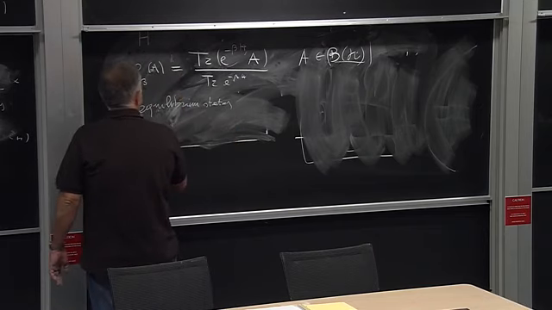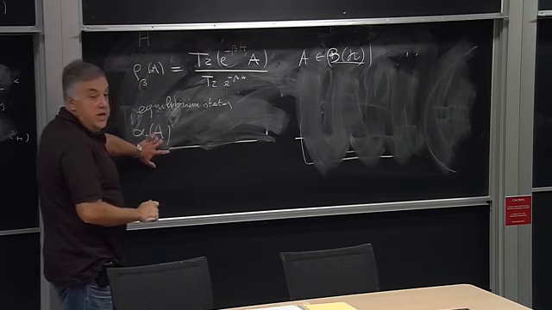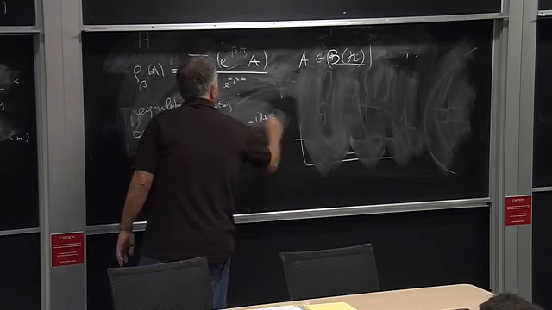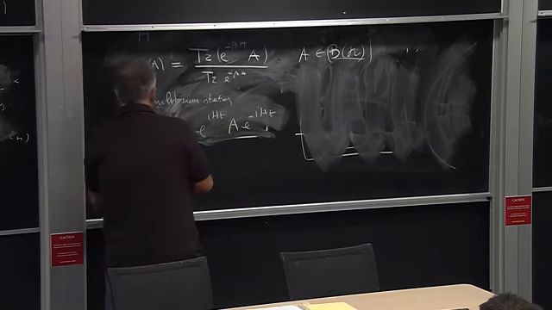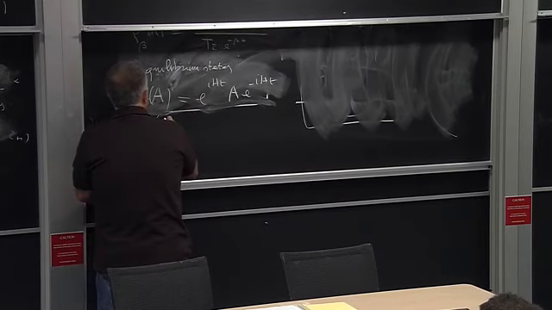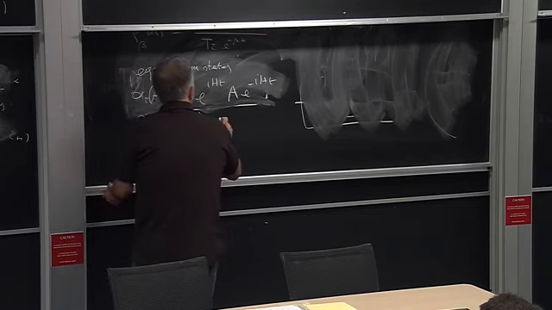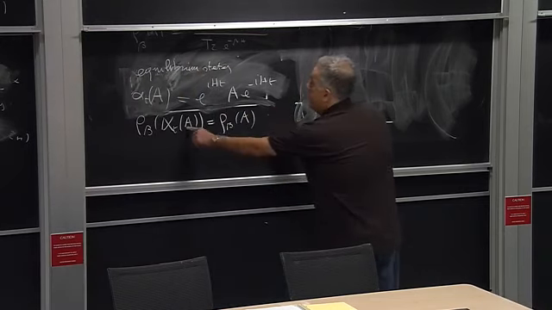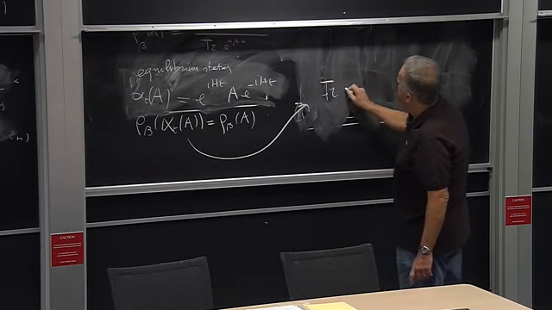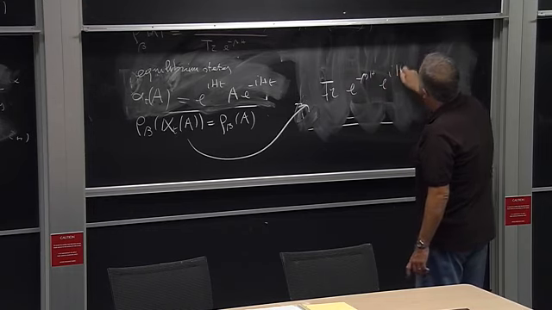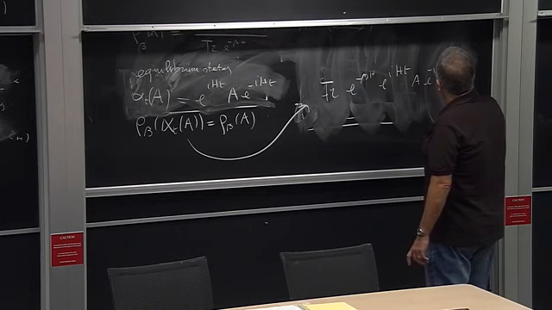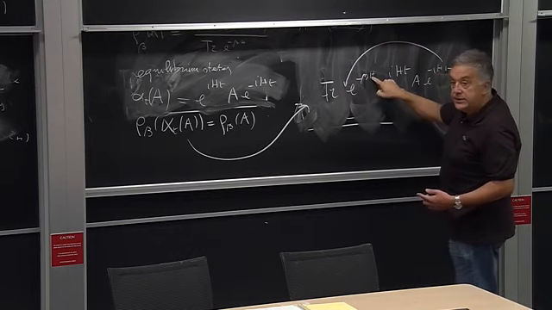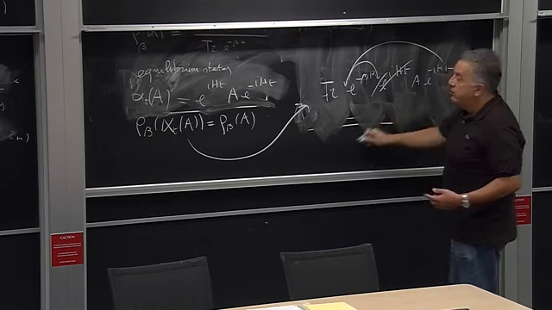So if you consider the time evolved of A, which is e to the iHt A e to the minus iHt, it is obvious that rho beta of alpha t of A is equal to rho beta of A, because this is the trace of e to the minus beta H e to the iHt A e to the minus iHt. The trace is cyclic. You can put this here, and since this commutes with this, you can pass this here, and this goes away, and you are back to this.